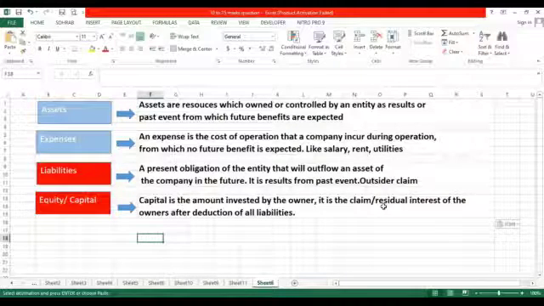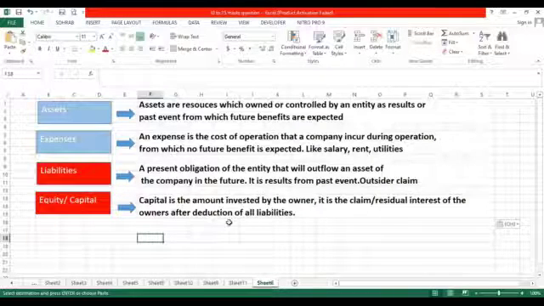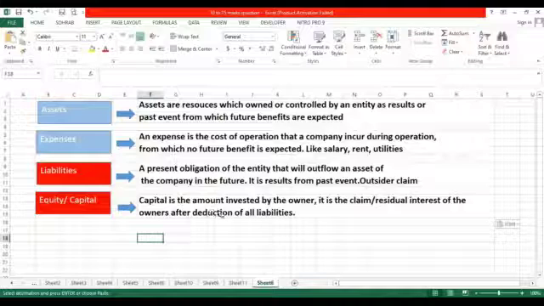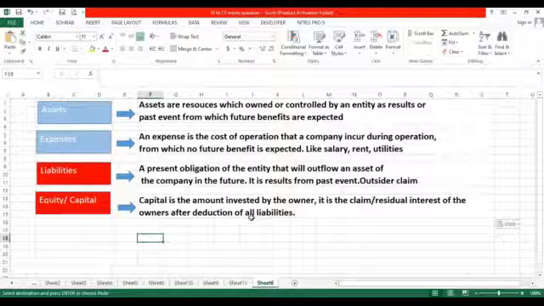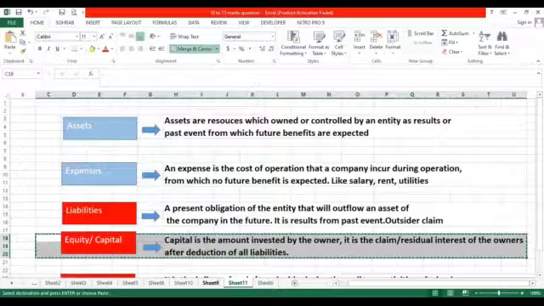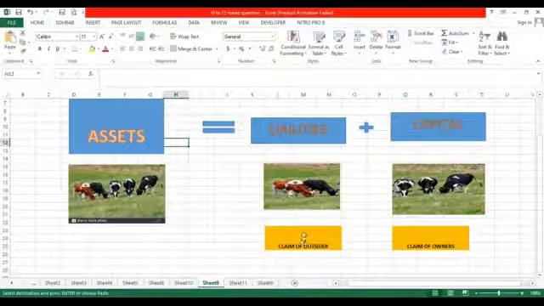This means that whenever a business goes for liquidation or shutdown, when it sells all its assets, it will pay first to its creditors. First they will pay the liability holders, and whatever is left after payment to liability holders will be paid to the owners, whose claim is second. So residual means first we pay all obligation holders, and whatever is left after that, we pay to the owners of the business.